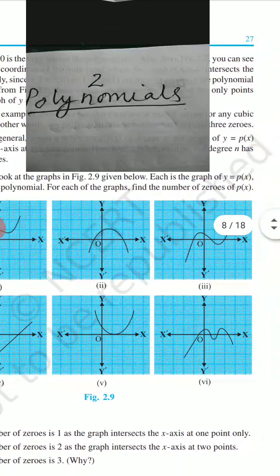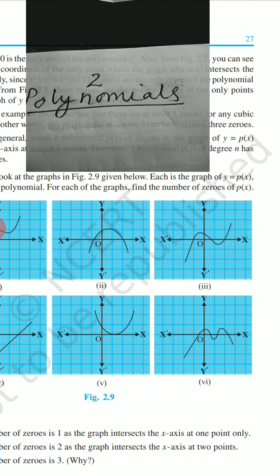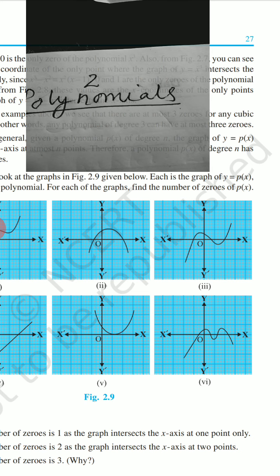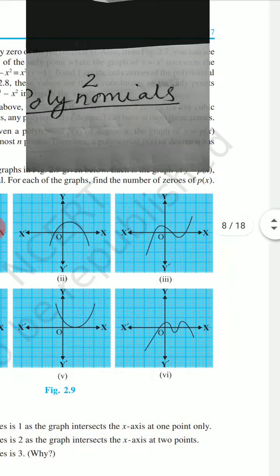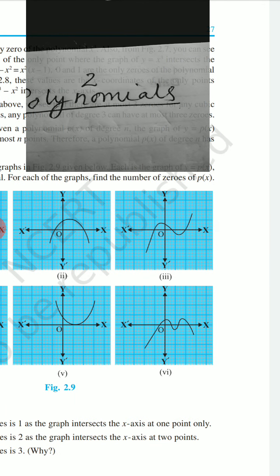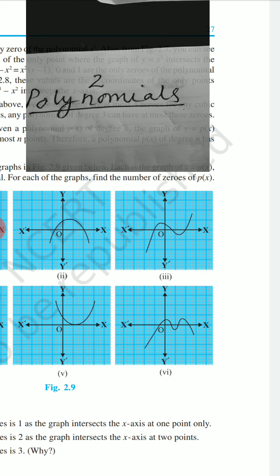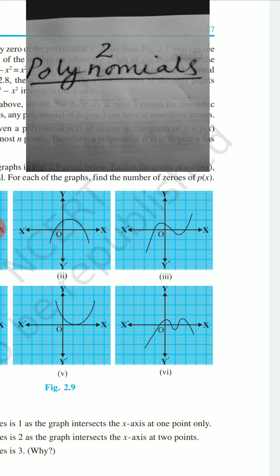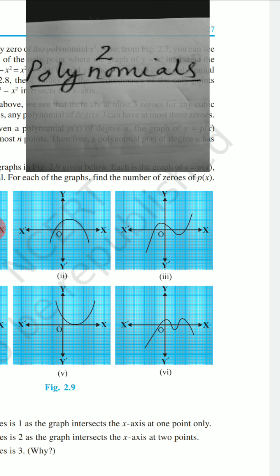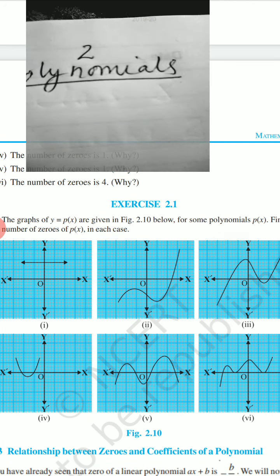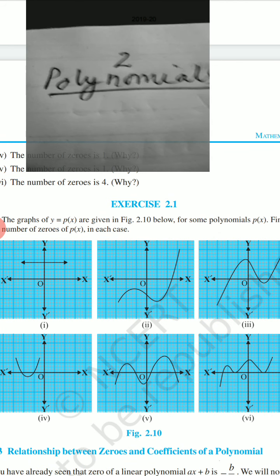Similarly, you can find in the fifth part the curve intersecting the x-axis at only one point, so the number of zeros is 1. And in the last, sixth part, the curve intersects the x-axis at 1, 2, 3, 4 points. So the number of zeros in the sixth part is 4. Similarly, you can do Exercise 2.1.